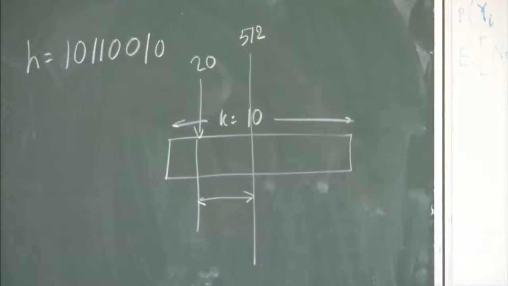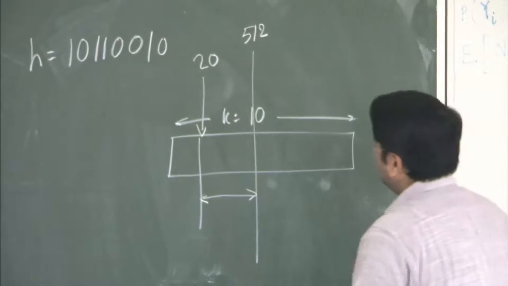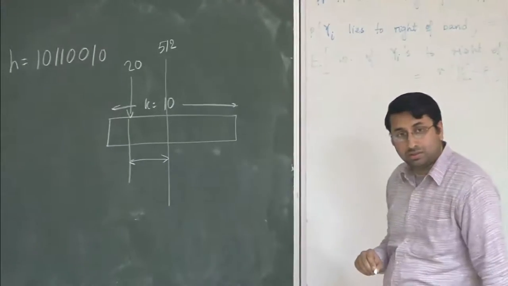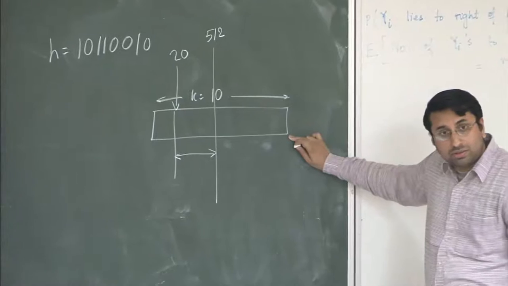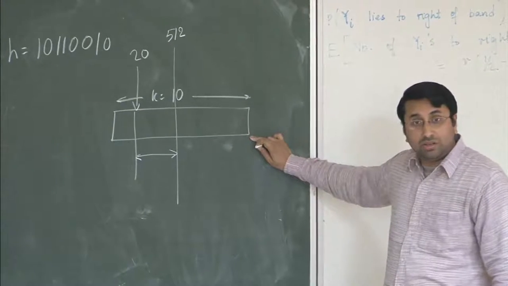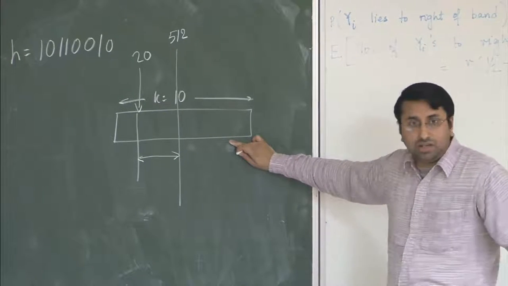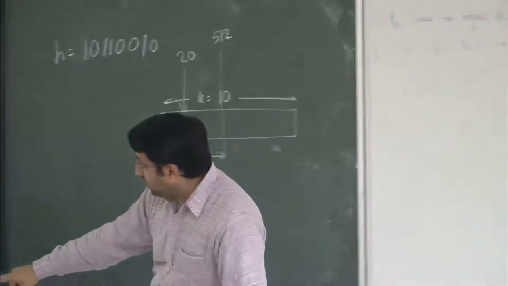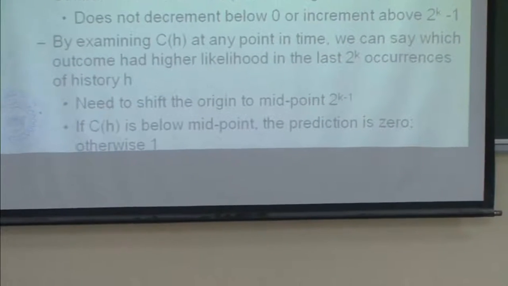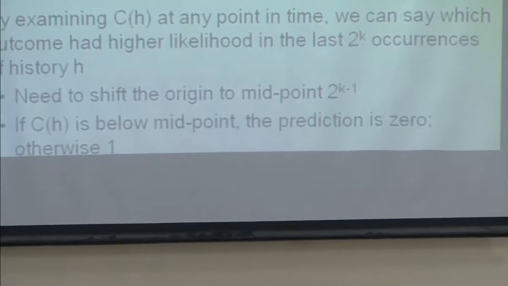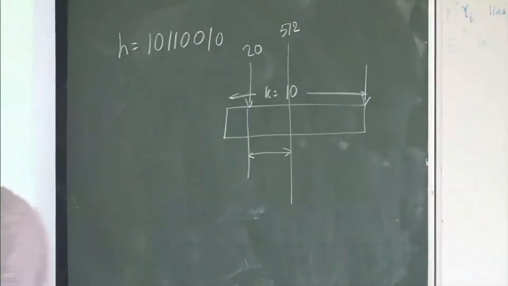Sir, our range should be 512. If you are getting all 1s, you come to here, and after that we cannot predict anything. No, you can still predict. Whenever you see a 0, you will start moving in this direction. And if you don't see a 0, then it's fine, I'll predict 1. That's what it says: if ch is below midpoint, prediction is 0, otherwise 1. You cannot add anything to that, but my prediction is still correct. I'll just stay here at this point, I'll saturate here. Any question on this?